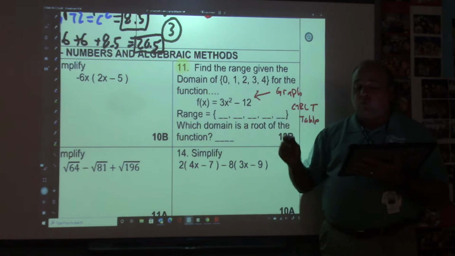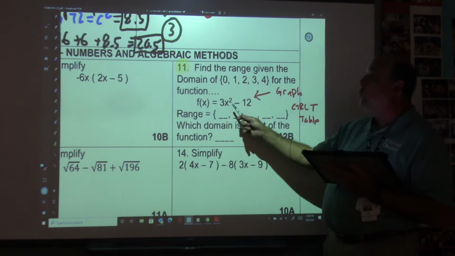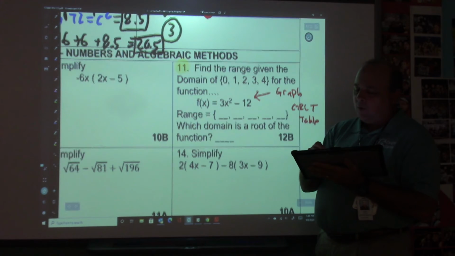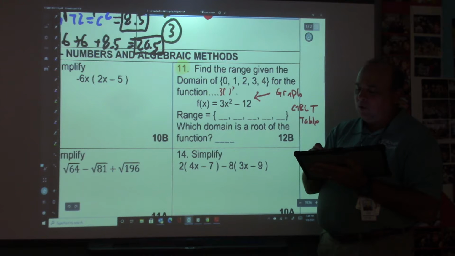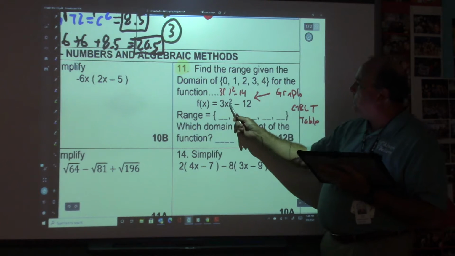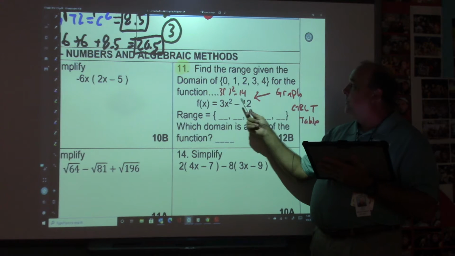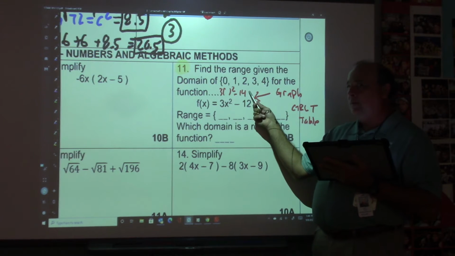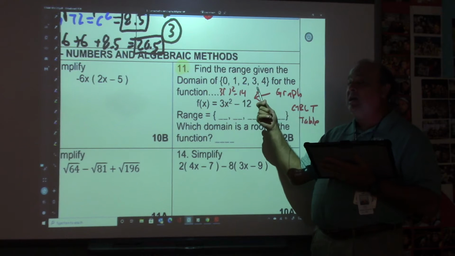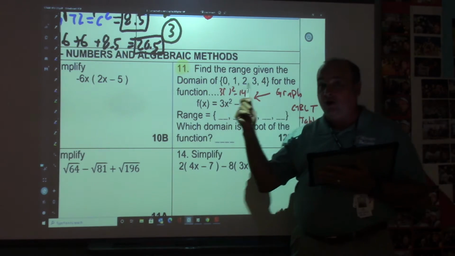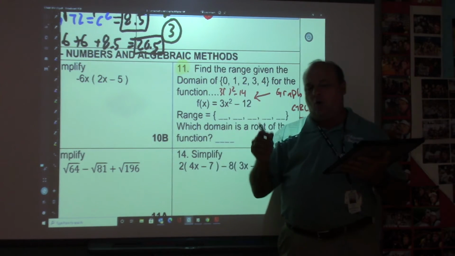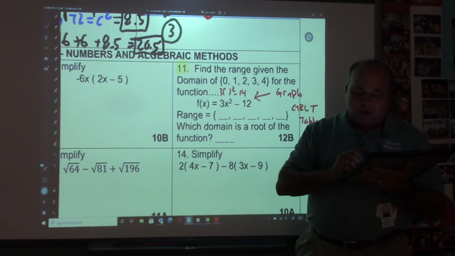The easiest way to do this is with the calculator. If you don't have a calculator, you have to write this as 3 parentheses squared minus 14. So you replace your x with the parentheses, you plug in 0, work the math out, write down the answer. Plug in 1, write the math out, write down the answer. It is tedious. So we're going to let the calculator do it with more power. So 3x squared minus 12.